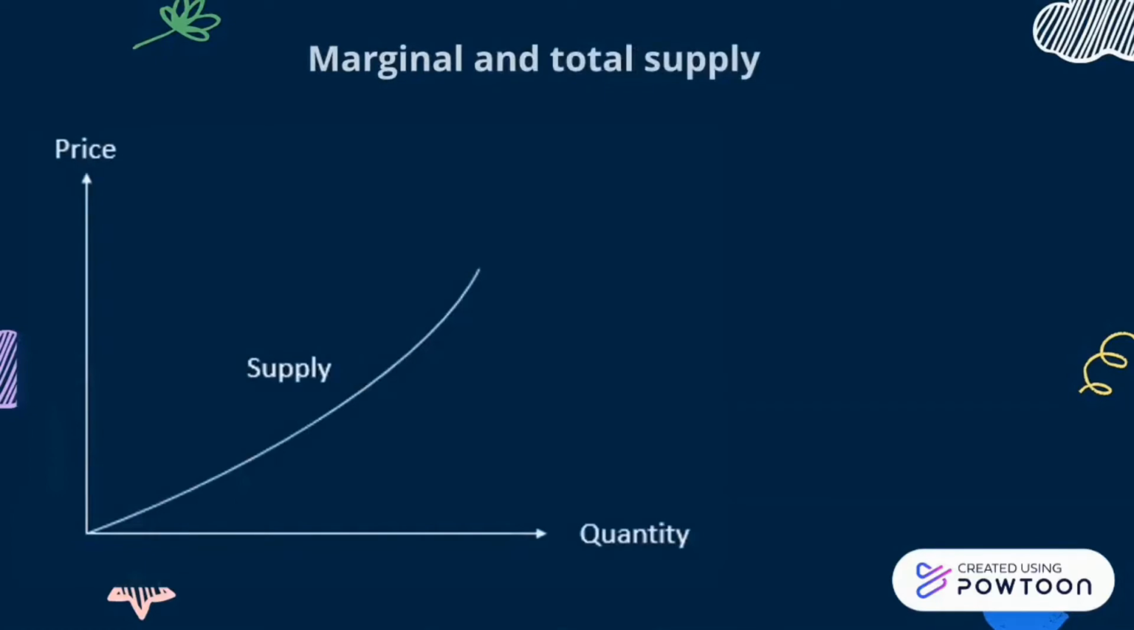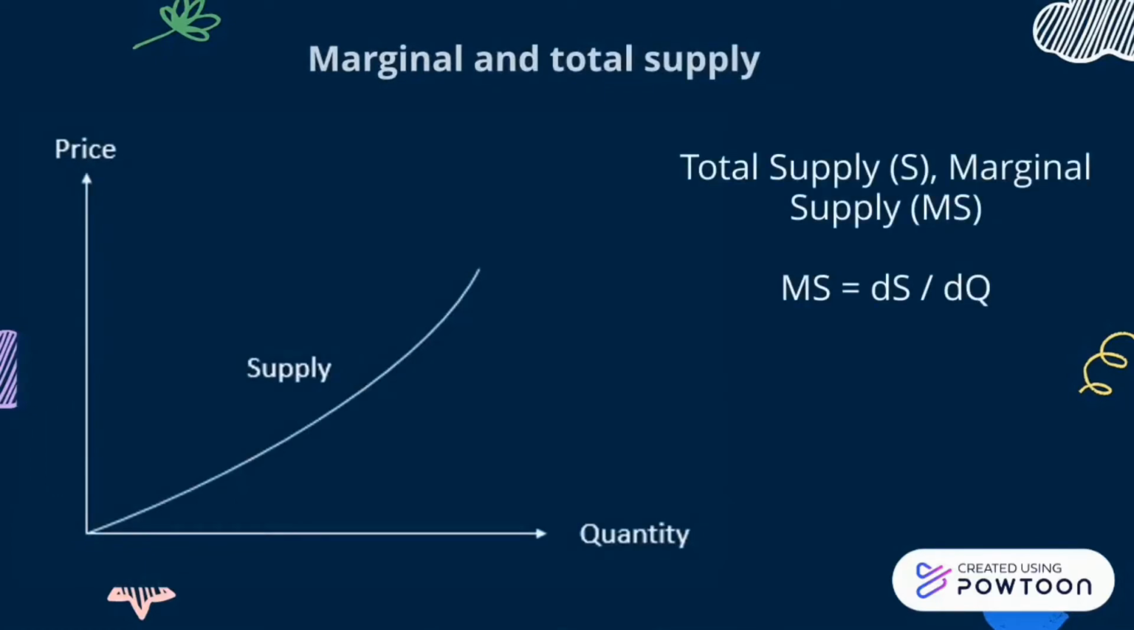Secondly is marginal and total supply. Based on the graph, we will describe the market supply. The market supply curve can be interpreted as the marginal cost curve for the market as a whole. The graph of the function, typically drawn with the price on the vertical axis and the quantity on the horizontal axis, is the market supply curve. As we discussed in the text, the market supply curve can be interpreted as the marginal cost curve for the market as a whole.